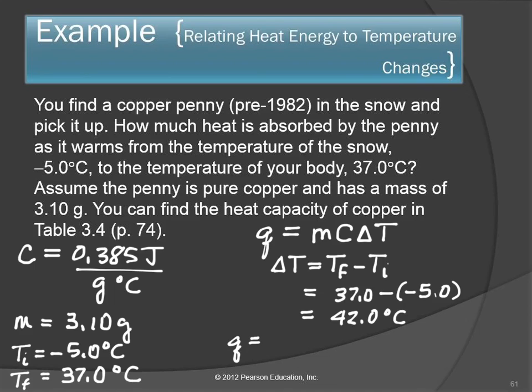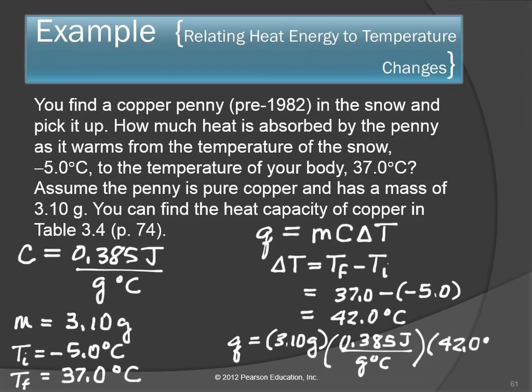So Q equals M, 3.10. Write the units in here. There's M. We'll put C, 0.385 joules over grams degrees Celsius. And then our temperature change that we just figured out, 42.0 degrees Celsius. Now look what happens with the units. The grams cancel and the degrees Celsius cancel. And the unit that's left is joules, which is a unit of energy.